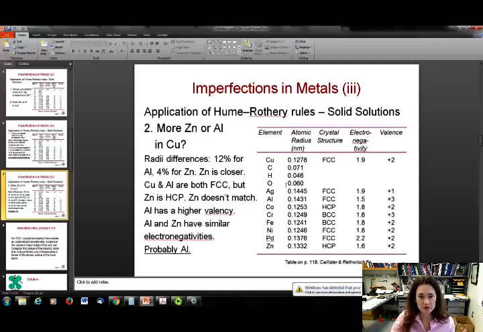Now copper and aluminum are both FCC, but zinc is HCP, right? So that means the zinc doesn't match. So that would have you leaning a little bit more towards the aluminum versus the zinc. Aluminum also has a higher valency. But aluminum and zinc have similar electronegativities. So given that you have more matches for the aluminum than the zinc, you're probably going to go with the aluminum. Okay? All right.